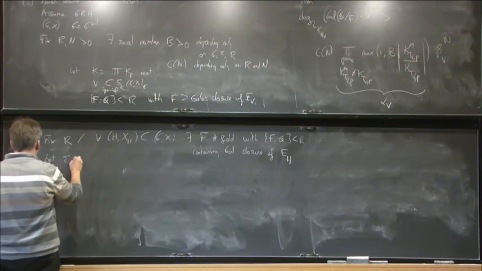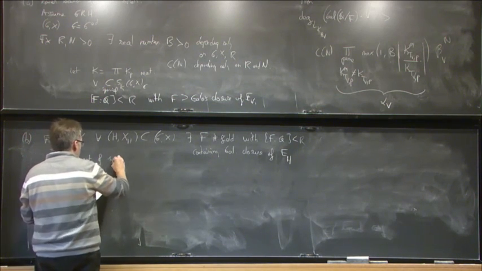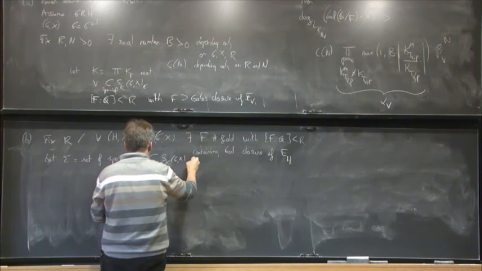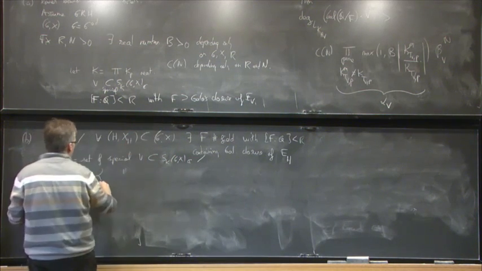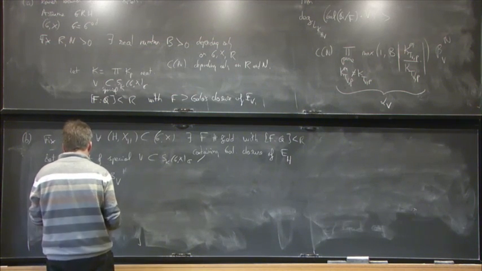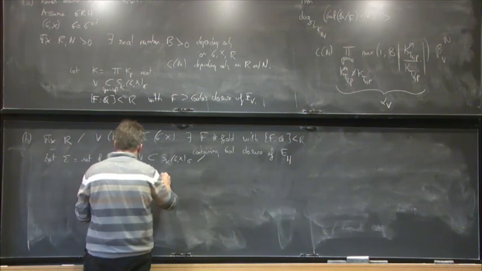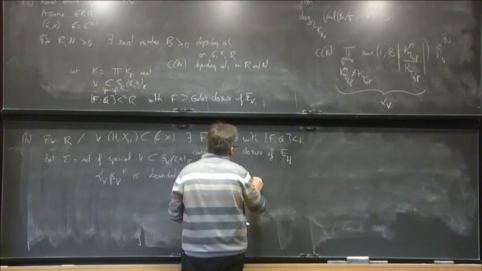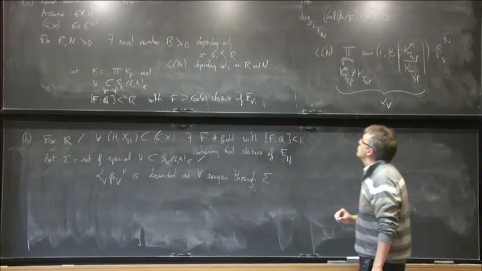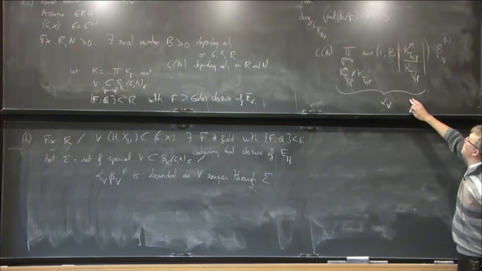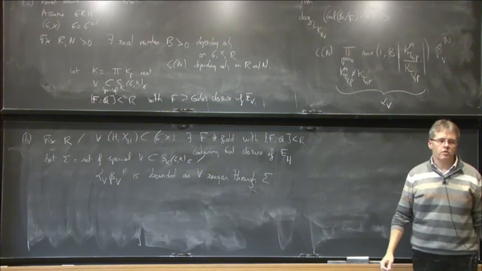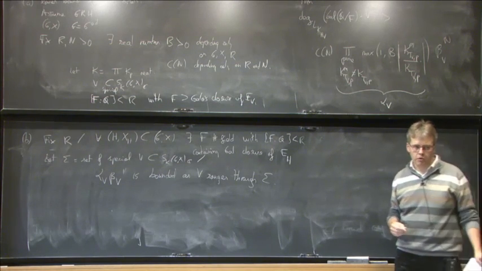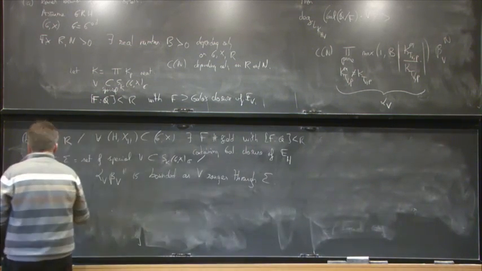So let sigma be the set of special points, special V, sorry, in Sk, such that this quantity alpha V, beta V is bounded as V ranges through sigma. In other words, I'm just looking at all the V's such that alpha V multiplied by the log of the discriminant is bounded. Okay? And then I claim that I'm in the situation of Clozel and Ullmo. All these guys are T-special. And so I win.